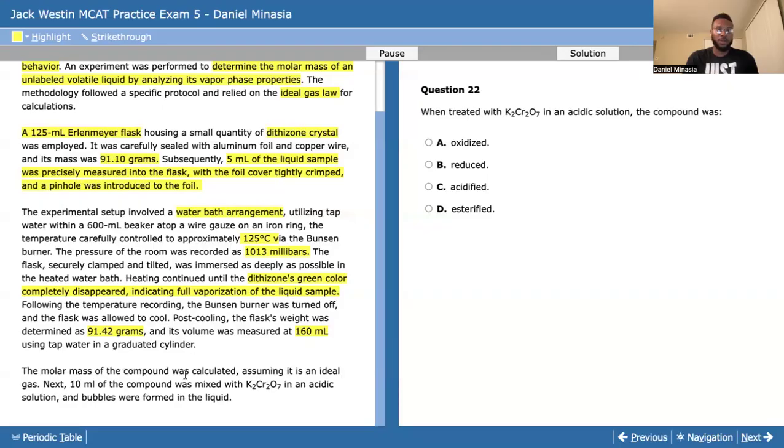The molar mass of the compound was calculated assuming it's an ideal gas. Again, ideal gas equation, ideal gas law. Remember, try to memorize your most high-yield equations: your equations of motion, your ideal gas law, and other gas equations that are important.